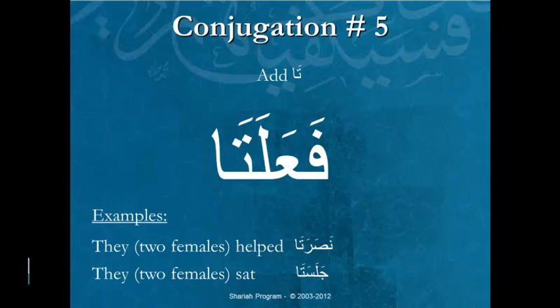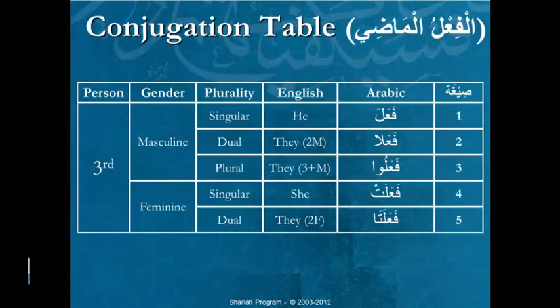So we get they, two females helped, nasarata, and they, two females sat, jalasata. So now we have fa'ala, fa'ala, fa'alu, fa'alat, fa'alata, and you're seeing all 5 of them on the screen here. At this stage, pause the video and make sure you know this. Make sure you can do fa'ala, fa'ala, fa'alu, fa'alat, fa'alata from memory. Even if it takes 5 minutes, it will be 5 minutes well spent.